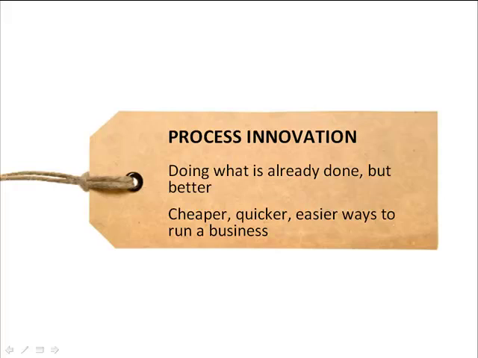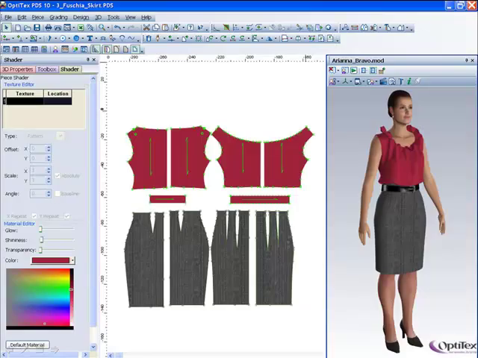This is all about looking for ways to run your business more efficiently. So doing what's already done, but doing it better. Cheaper, quicker, easier ways to run a business. A great example of process innovation in the fashion and textile industry was computer-aided design. So bringing design into the digital age, thereby making it faster, more cost-effective, and more accurate.